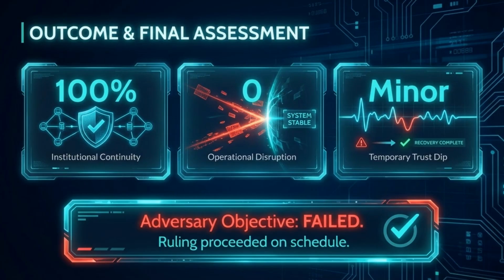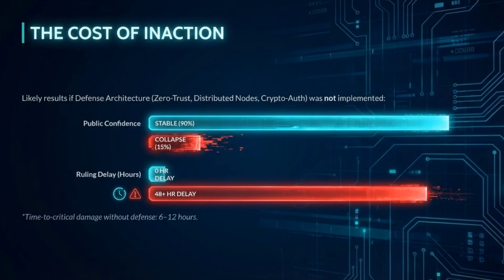The final assessment showed 100% institutional continuity and zero operational disruption, though there was a minor temporary trust dip. The adversary objective failed, and the ruling proceeded on schedule. The cost of inaction highlights the likely results without the implemented defense architecture.